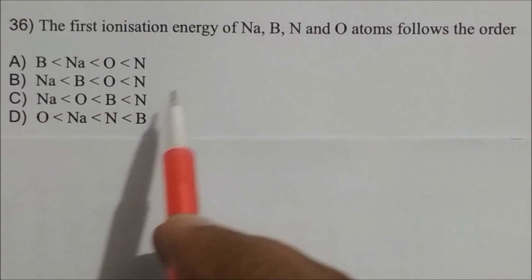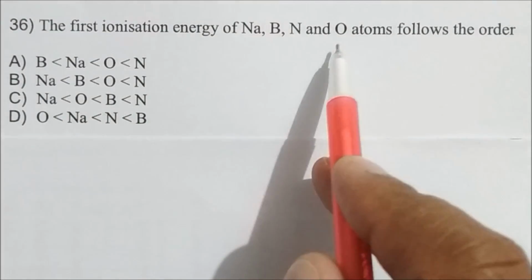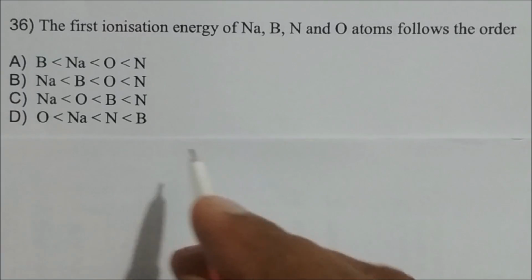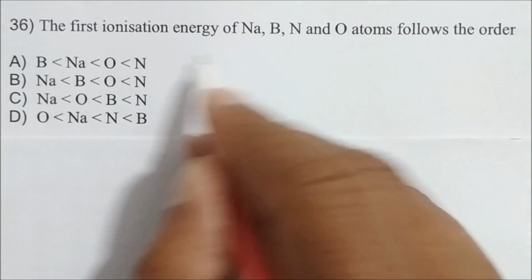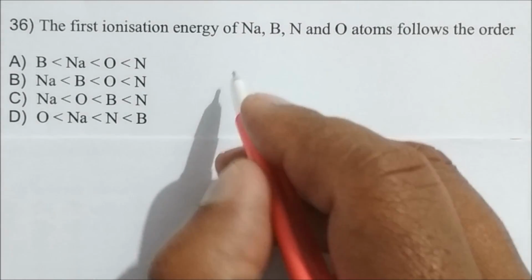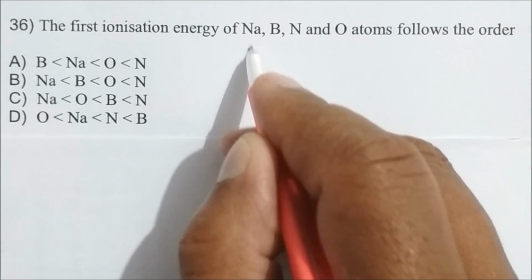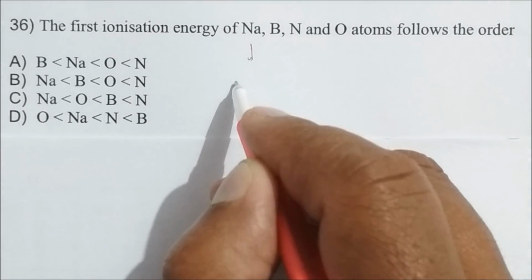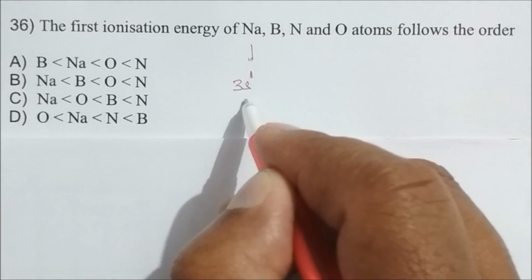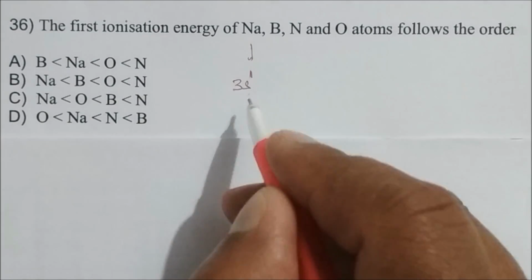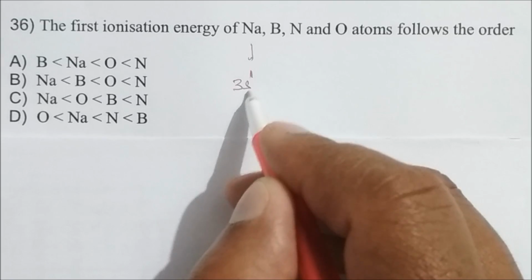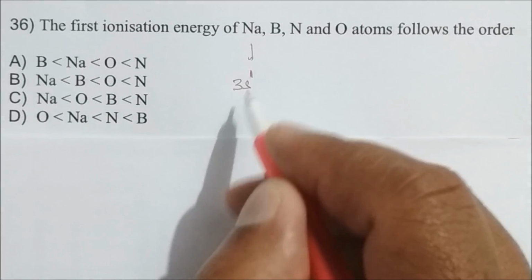The first ionization energy of sodium, boron, nitrogen, and oxygen atoms follows the order. So to find the first ionization energy of these atoms, let us write their electronic configuration. Sodium will be 3s1, so the electron is released from the 3s subshell of the third orbit.